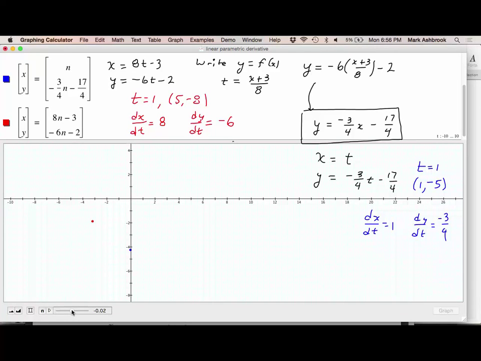If I do it again, I go from 0 to 1. Here's t going from 0 to 1. Ready? t is 0. t is 1. We saw the red graph sweep out 8 and -6, and the blue graph only swept out 1 and -3/4 for that change of t of 1. And that's what those numbers are saying. And that's what you're seeing.